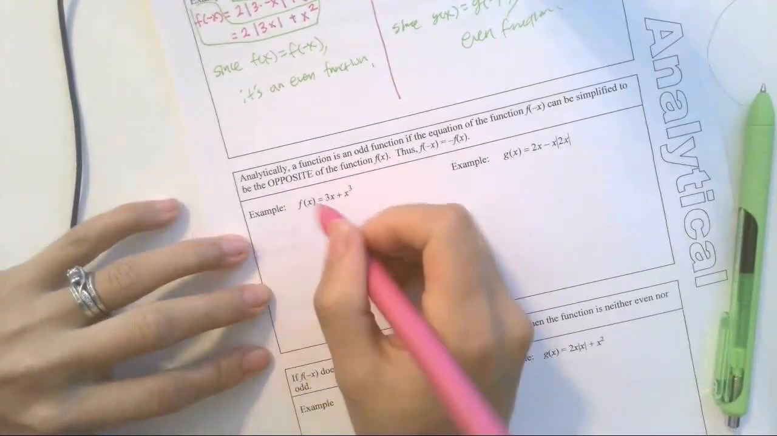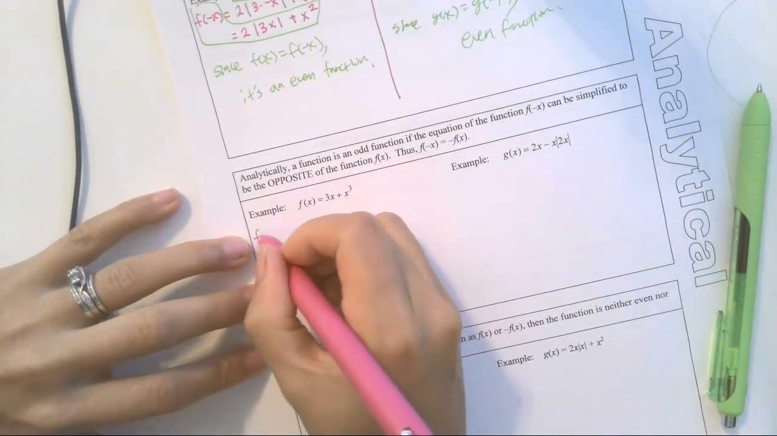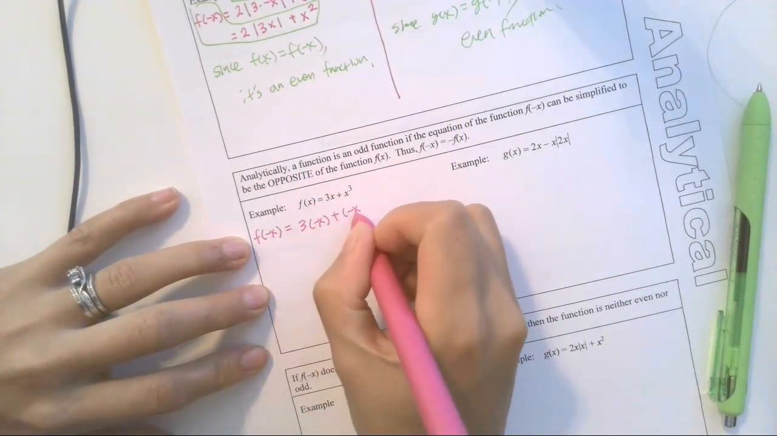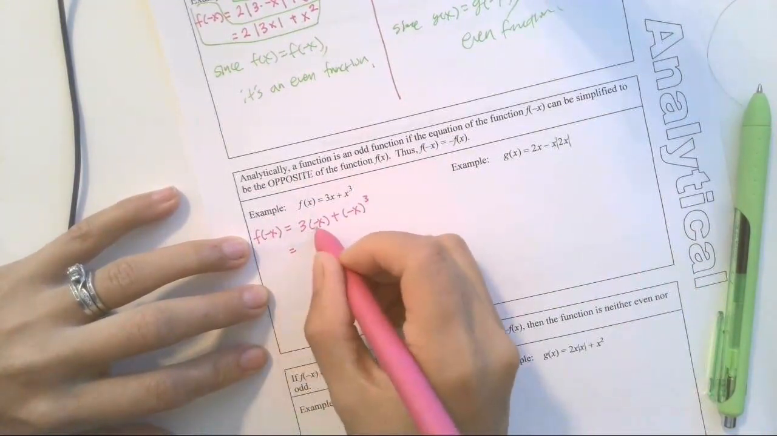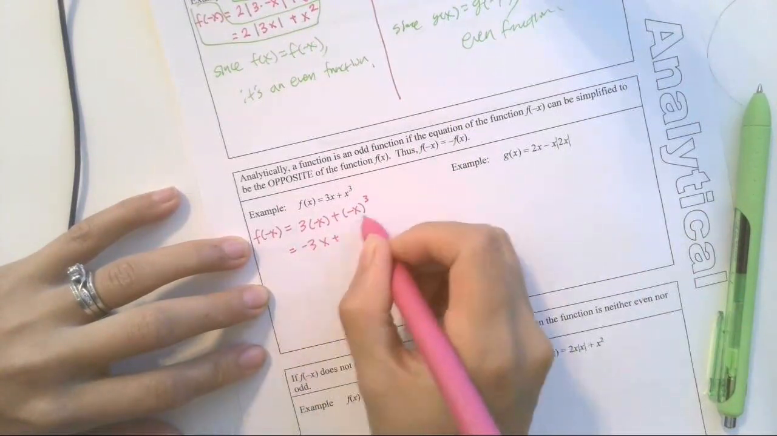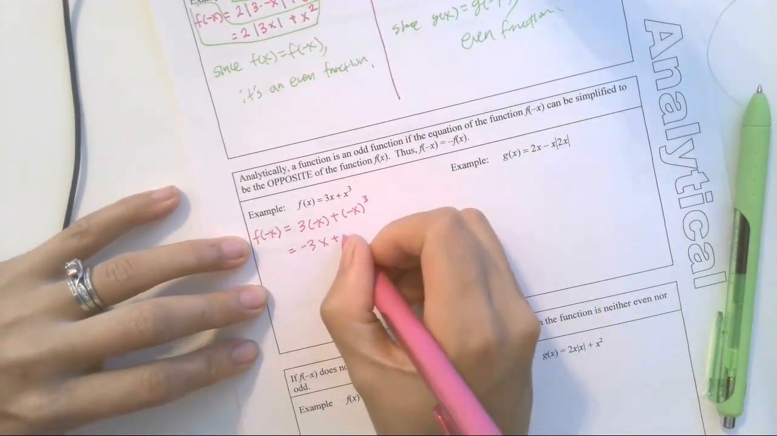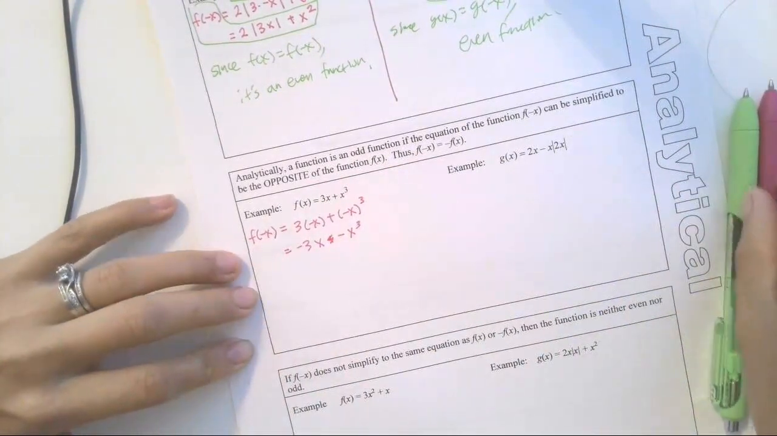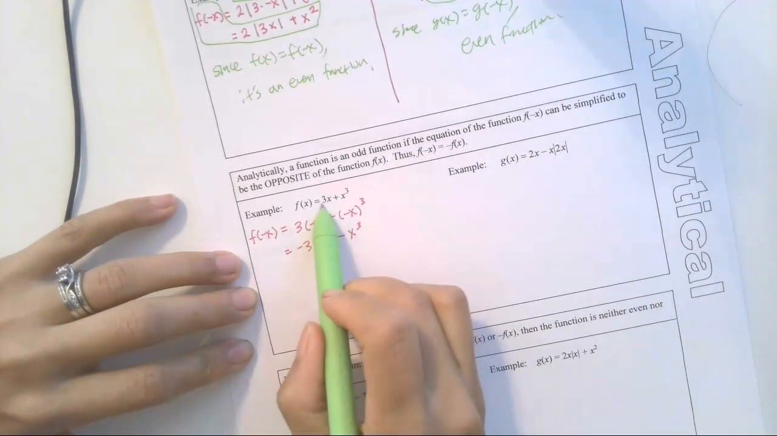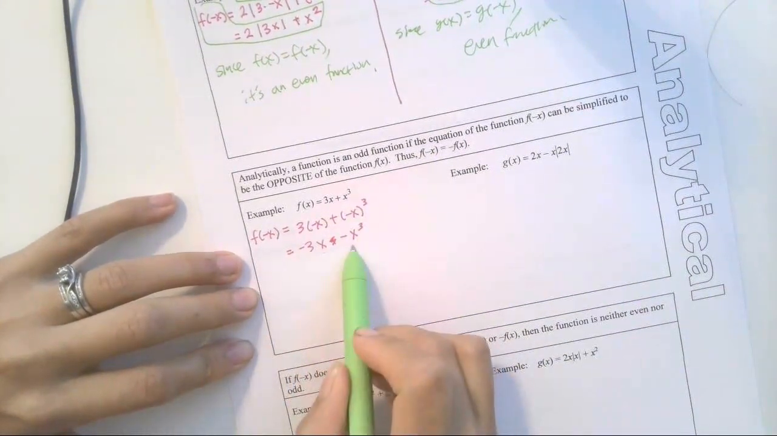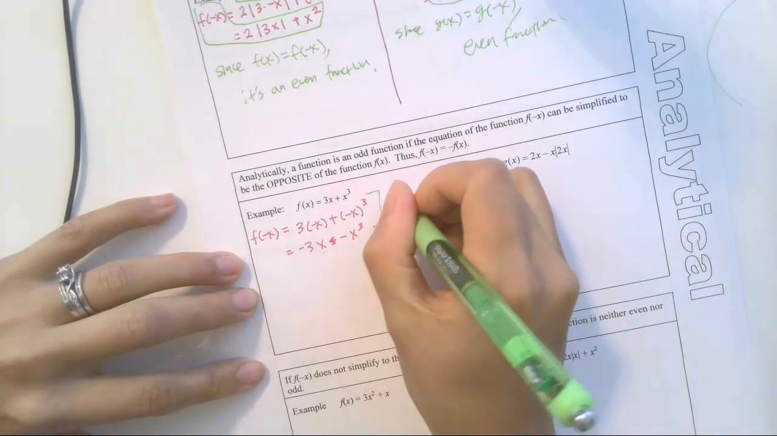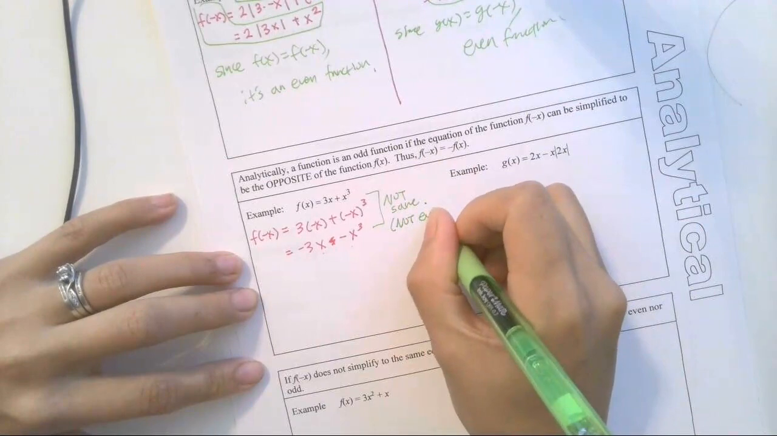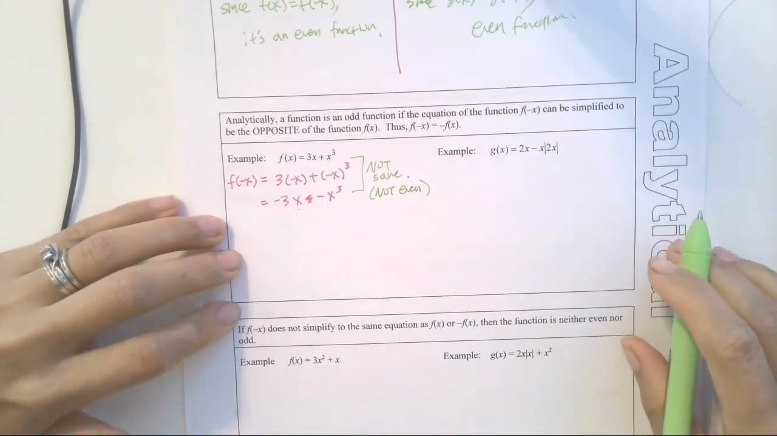Now, let's try this f of x. Let's try f of negative x. 3 times negative x plus negative x quantity cubed. Okay, 3 times negative x is negative 3x plus negative x times negative x times negative x is negative x cubed. All right, is f of x the same as f of negative x? Nope, they're not the same. So that means not an even function. Whew, not an even function. So what are we going to do?